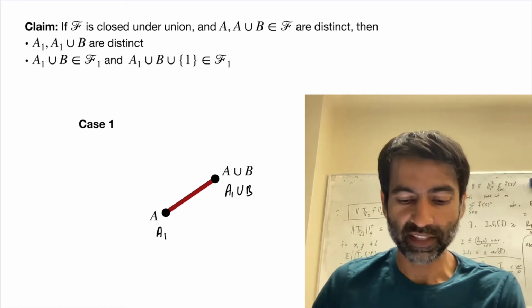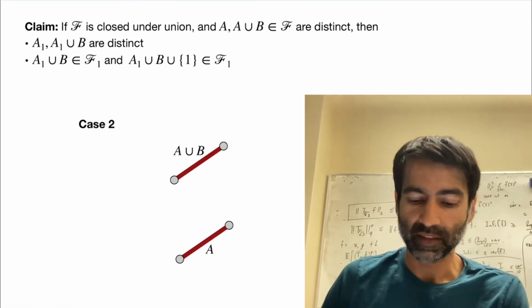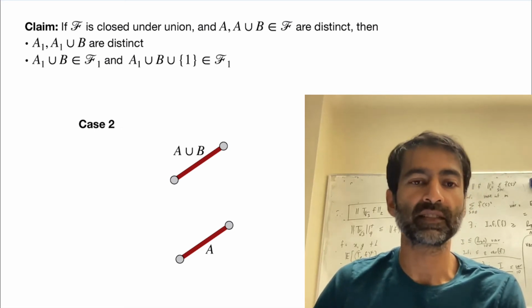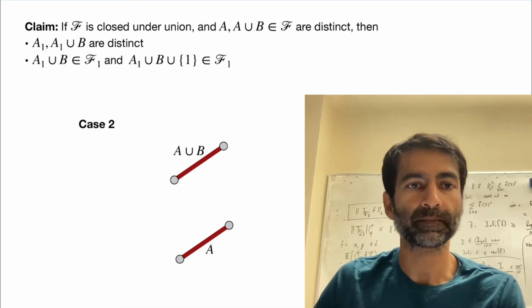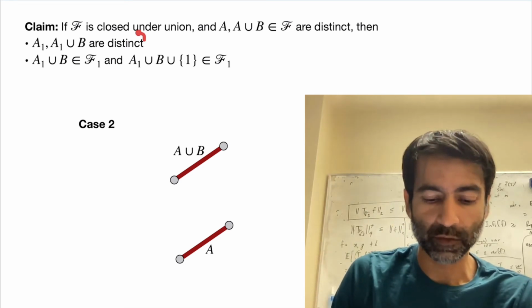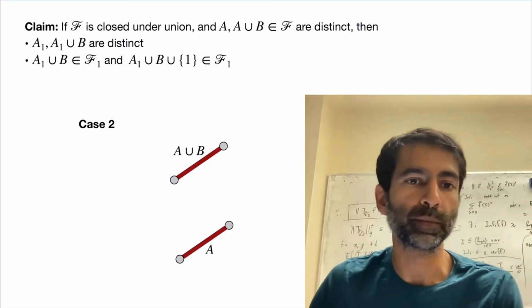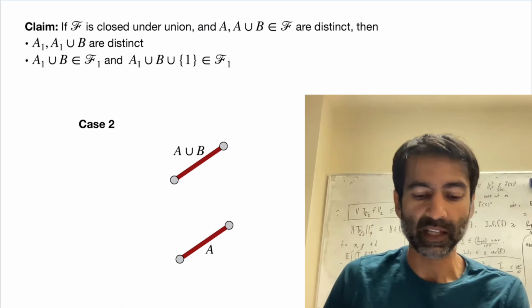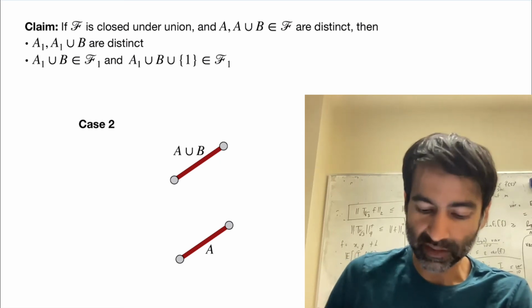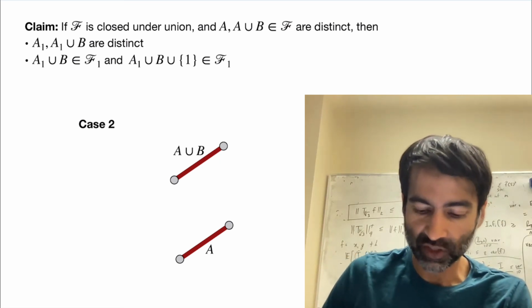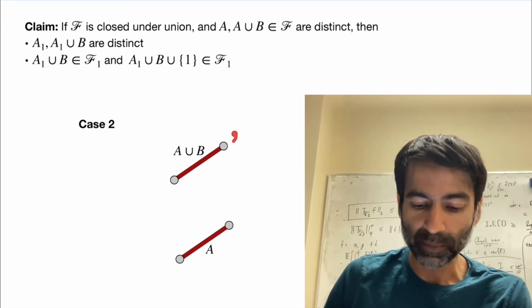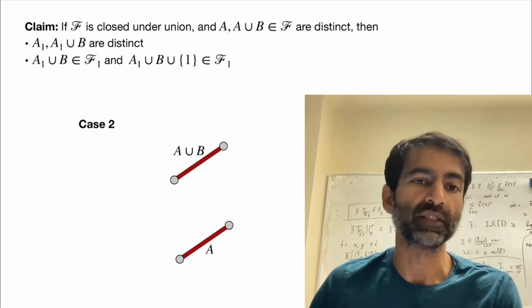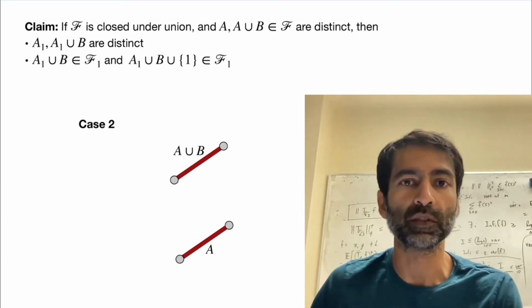The more interesting case is if A and A union B belong to distinct edges in the cube, distinct 1 edges. In this case, the first part of the claim is true because we're only moving sets along an edge, so A1 and A1 union B, A1 is going to belong somewhere on this edge, and A1 union B must belong somewhere on this edge after we try to add 1 to A. So A1 and A1 union B will be distinct.